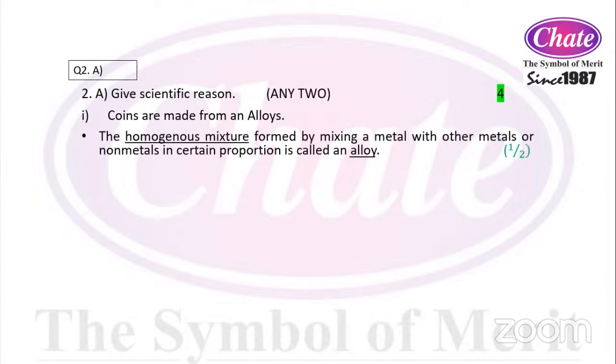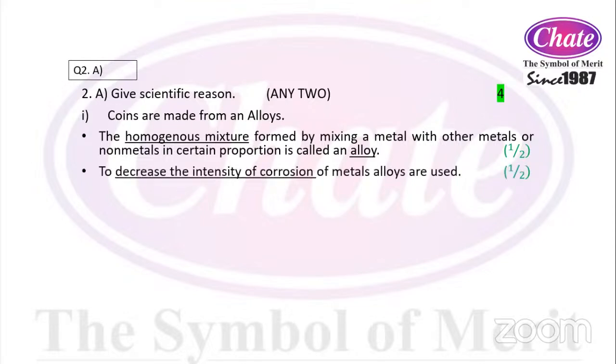First we have to mention the alloy. So what is an alloy? The homogeneous mixture formed by mixing a metal with another metal or non-metal in a certain proportion is called an alloy. Then, to decrease the intensity of corrosion of metal, alloys are used. Now here you can see the purpose: the purpose is to decrease the intensity of corrosion, because we know that metals are corrodible.